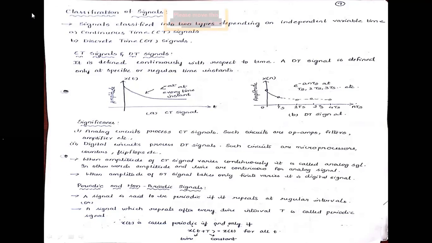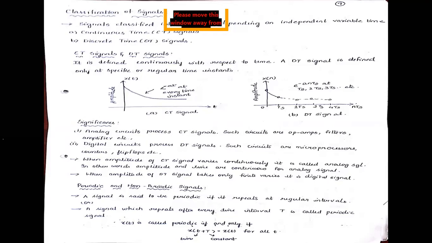Periodic function means with the period of capital T for a continuous time function, and capital N is denoted for the discrete time function. As shown in this slide, a signal is said to be periodic if it repeats at regular intervals. For example, from 0 to 2 pi there is a rectangle function.